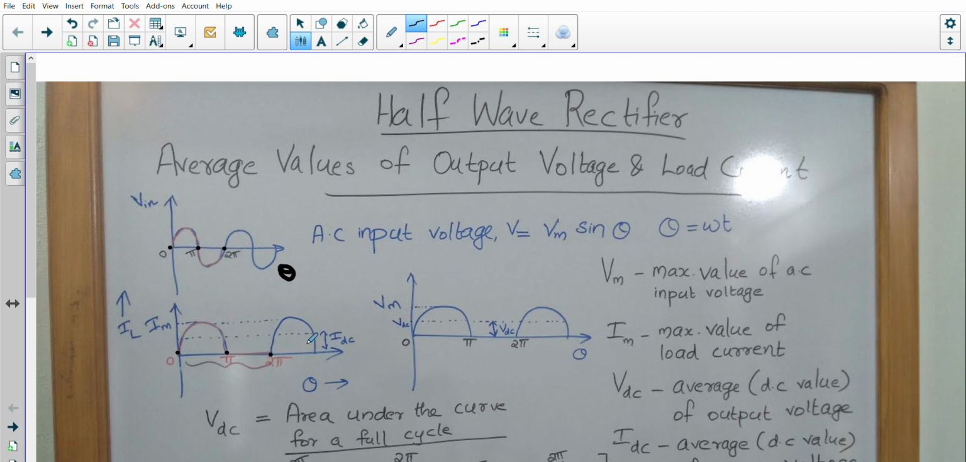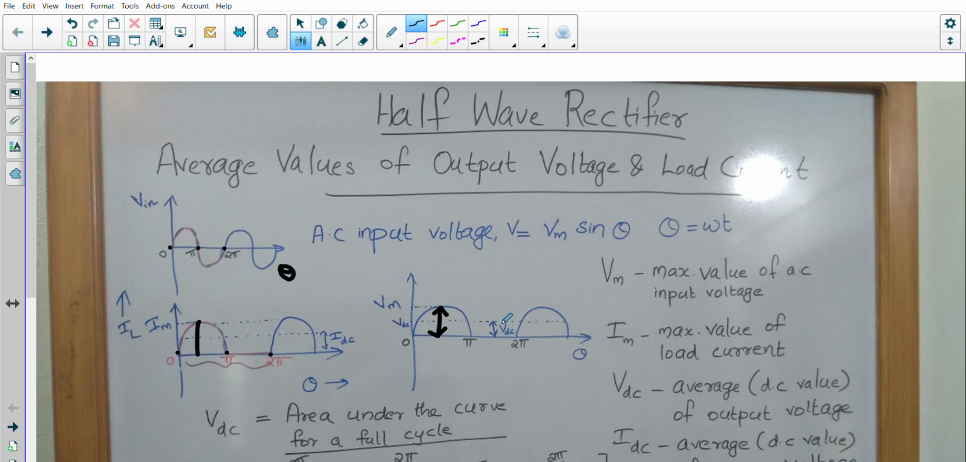I draw two signals, two graphs. One represents the current and one represents the voltage. Here Vm is the peak value of voltage. Peak value of voltage is represented as Vm. Similarly, the peak current is represented as Im. This is the peak value of current, or maximum value of load current.